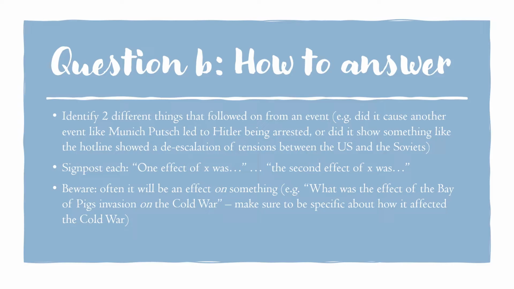So don't just talk about two effects of the Bay of Pigs invasion, you need to talk about how that affected the Cold War. So you can't simply talk about the Bay of Pigs invasion and how that affected Cuba and Castro. You need to talk more globally than that. So you need to talk about how the Bay of Pigs invasion led to the Soviets becoming closer with Cuba and therefore giving them missiles. You need to talk about how that heightened tensions between America and the Soviets.